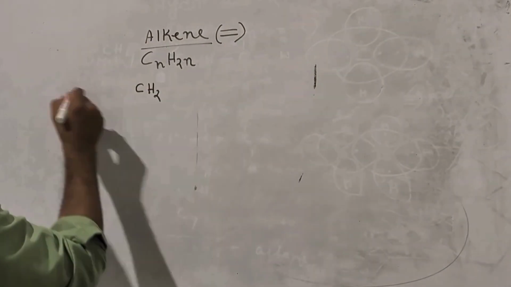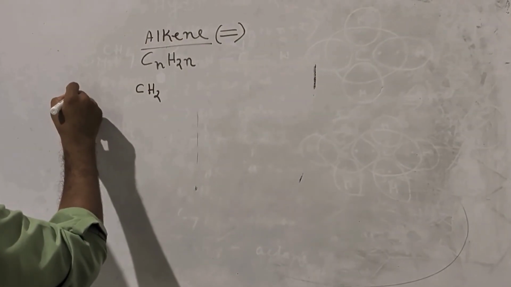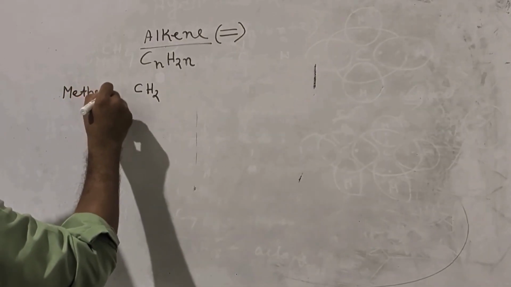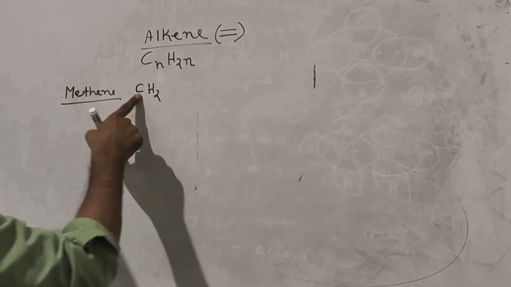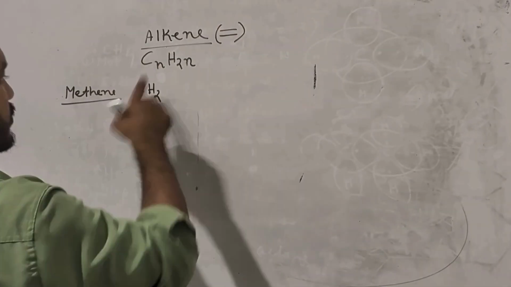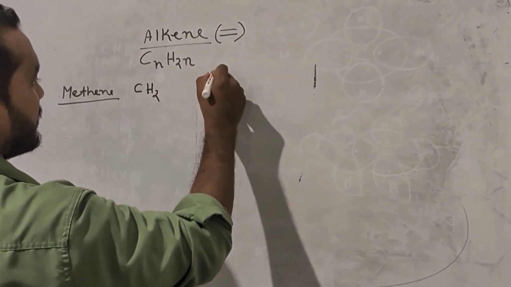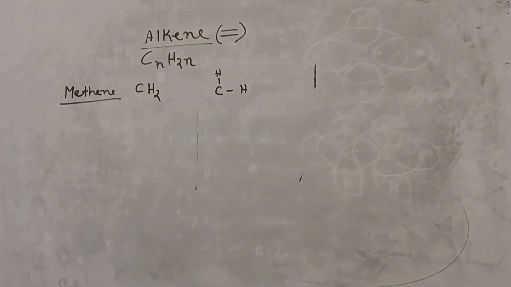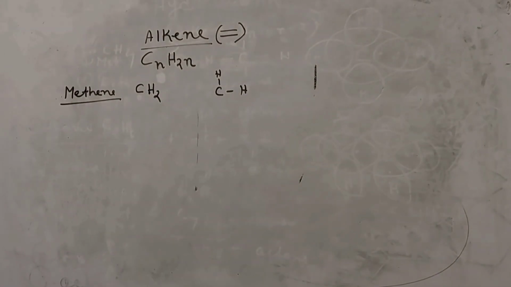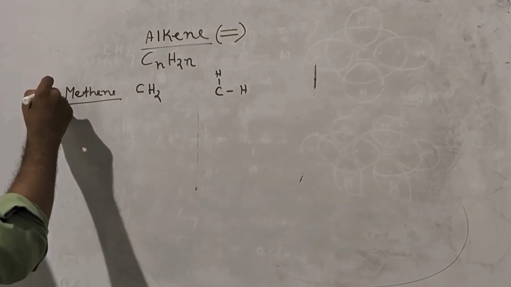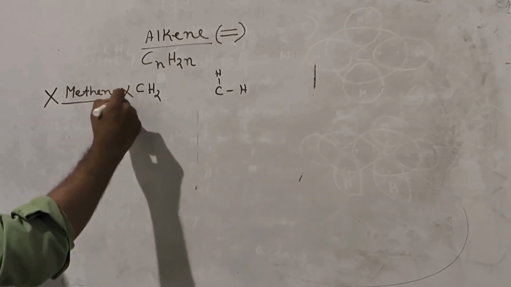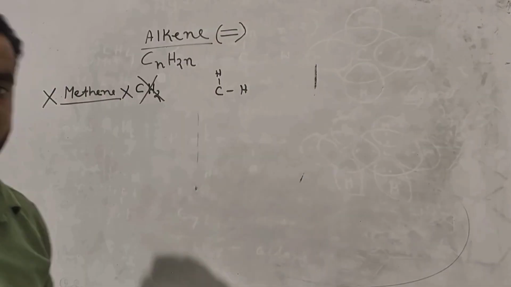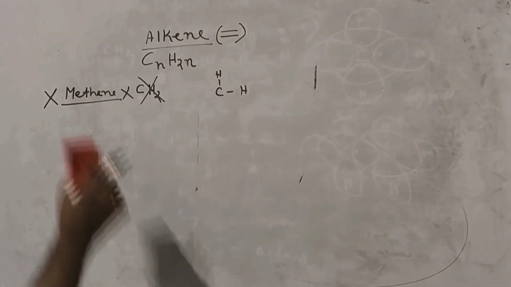If in a carbon chain there is one carbon, it will be methane. But if you want to draw the structure of this, you see what to do. Where will you give this double bond? Is it possible? No. That means in nature methane, the alkene, does not exist. So now what to do?